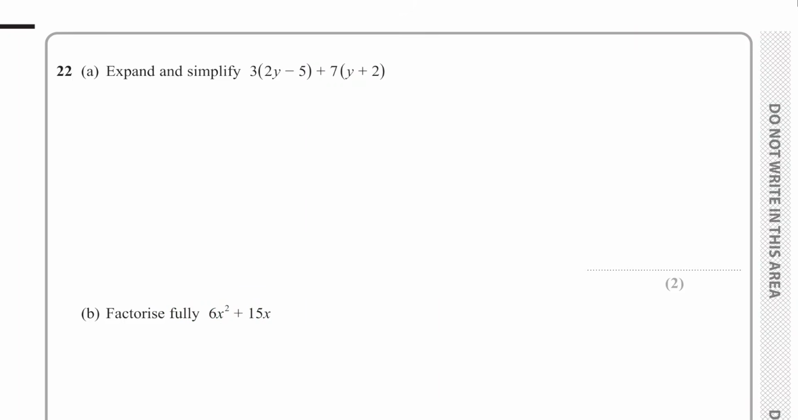Question 22, expand and simplify. So when we expand, we times the number outside the bracket, or the thing outside the bracket, by both the things inside the bracket. So we can do 3 times 2y. 3 times 2y is 6y. 3 times negative 5 is negative 15. And we've got 7 times y, which is 7y, and 7 times 2, which is 14.